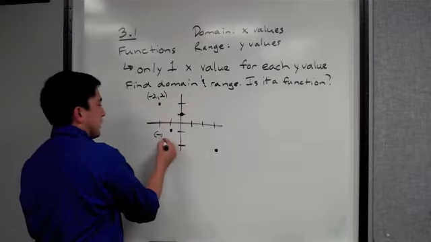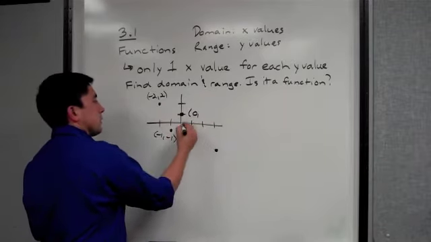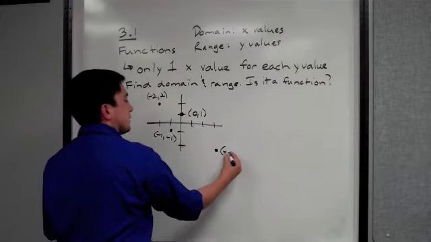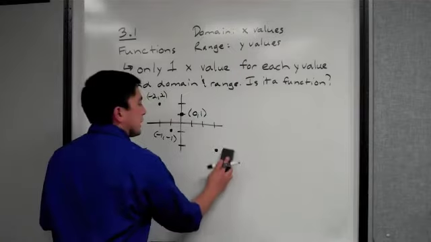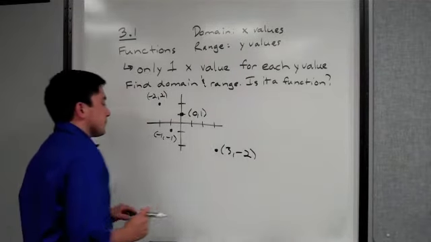This coordinate is -1, -1, back 1, down 1. This one is 0, up 1. This one is over 3, down 2. So that's a +3. And then -2, down 2.